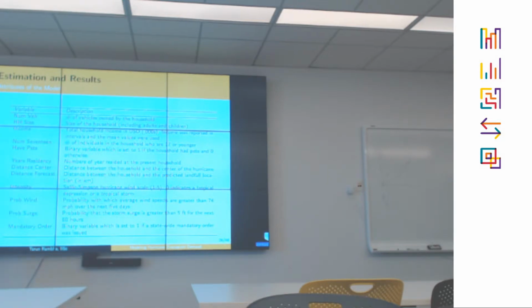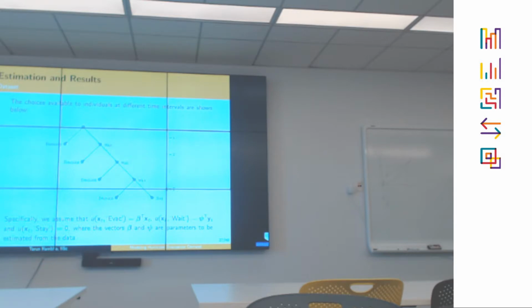again used for understanding how rainfall and winds change over the geographical region. So we had some data about what's the probability that winds would exceed a certain number, or what's the probability that the storm surge would be greater than a certain value, 5 feet in this case, for a certain period of time. And then, like I said, we had some information about when mandatory evacuation order was issued.